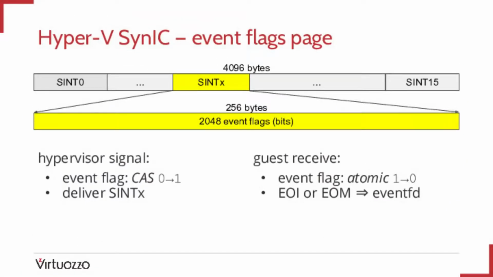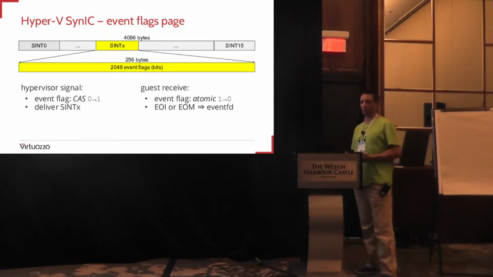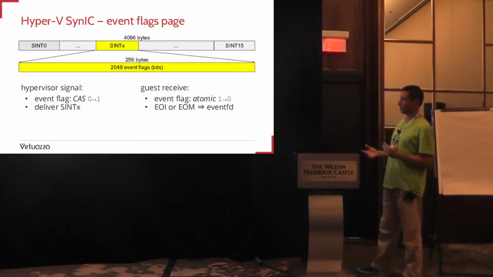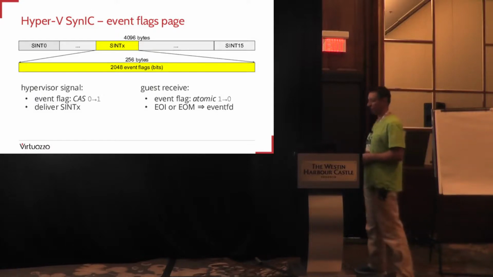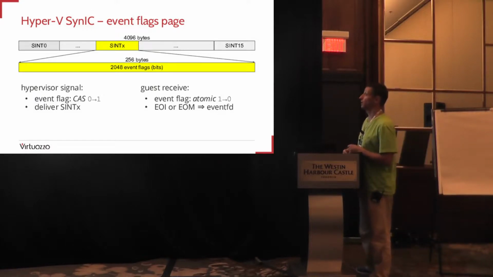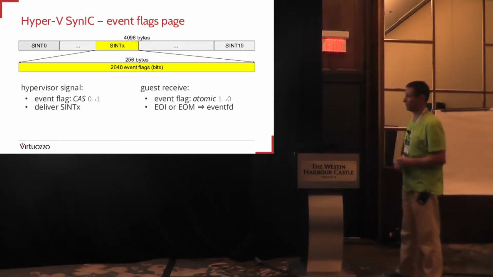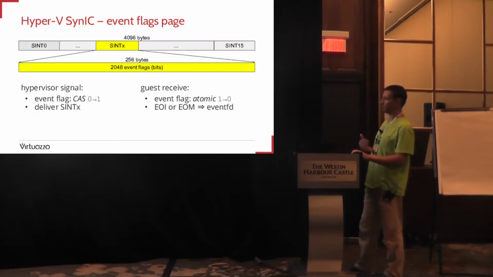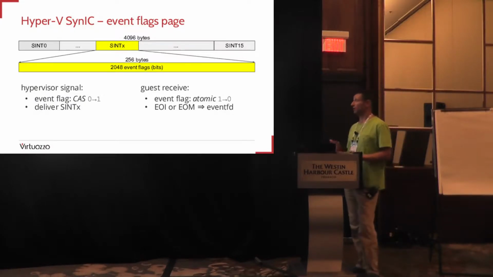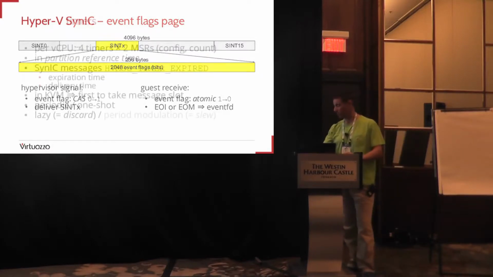Another part of the SynIC is the event flags page. This is a lightweight mechanism for interactions between the guest and the host. It's used exclusively for signaling. It doesn't bear any payload. And the workflow is like this. You update the flag, deliver the interrupt on the hypervisor side, and on the guest side, you just clear it and deliver the acknowledgement.